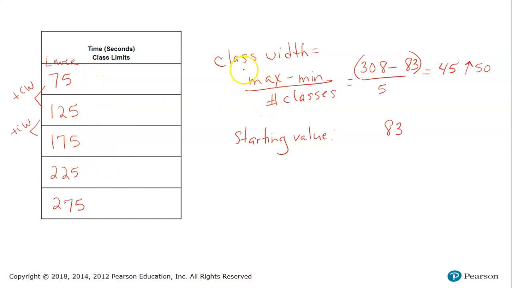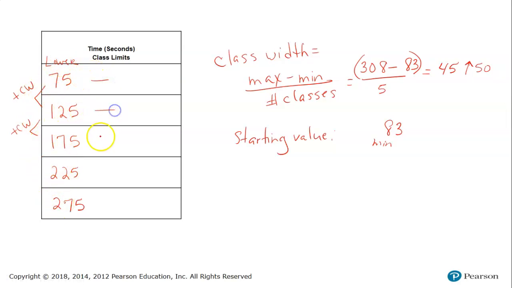To recap, you have to figure out what the class width is going to be by doing the calculation and then rounding up to an appropriate value. You have to figure out what your starting value is, and that's based on what the minimum is. It has to be either the minimum or something smaller than that to use as your lower class limit. And then add your class width to each one to get the first column here.